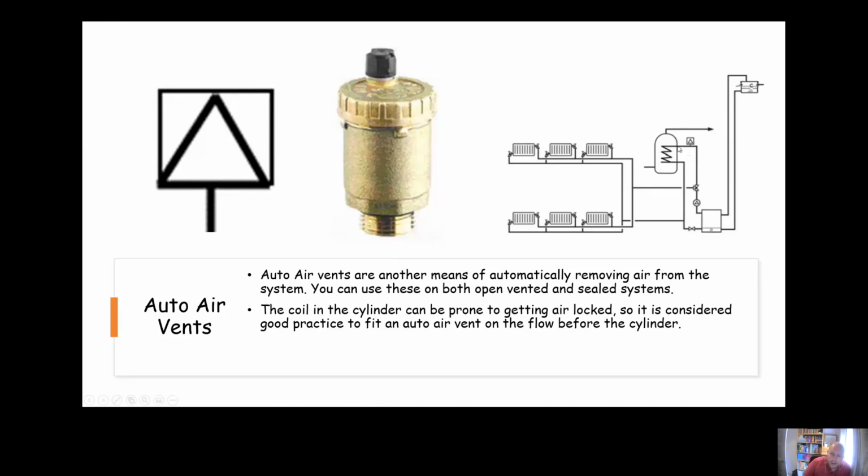Particularly, people often fit them just before the coil, because that's where airlocks can happen. So you see there a symbol of an auto air vent just before the coil. You'd fit it in any high points in the system really. They can be useful for open vented or sealed systems.